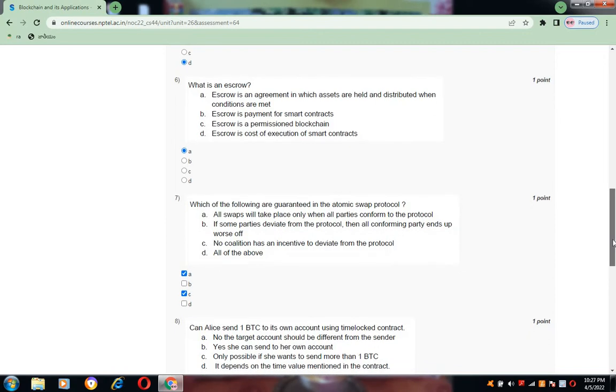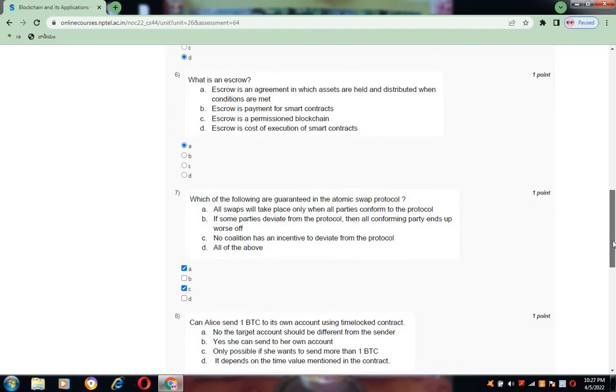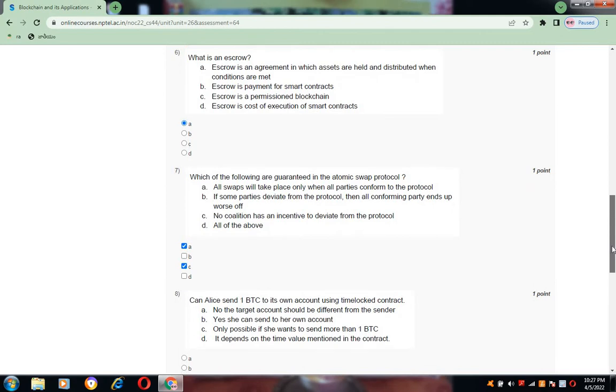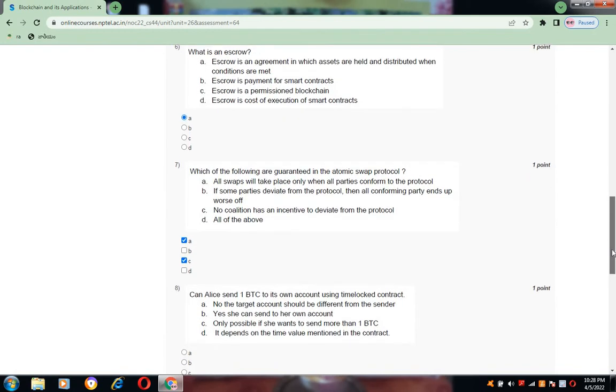Now coming to question number 7: which of the following is guaranteed in the atomic swap protocol? Options A and C are the correct answers. A: all swaps will take place only when all parties conform to the protocol. And C: no coalition has an incentive to deviate from the protocol. So A and C are the correct answers for question number 7.